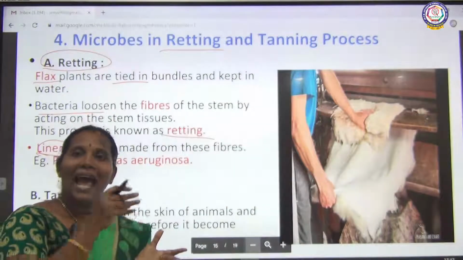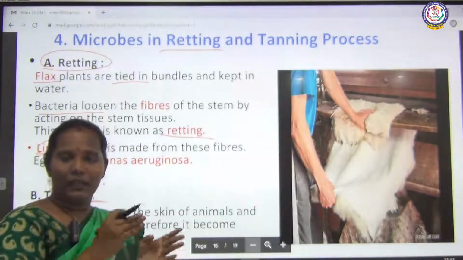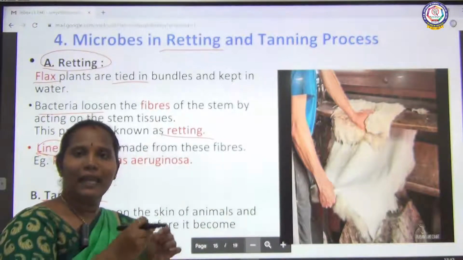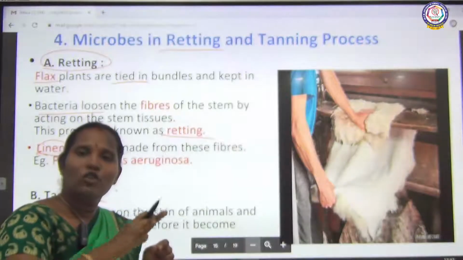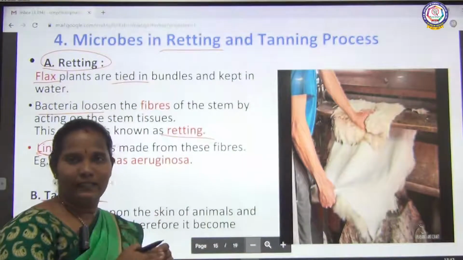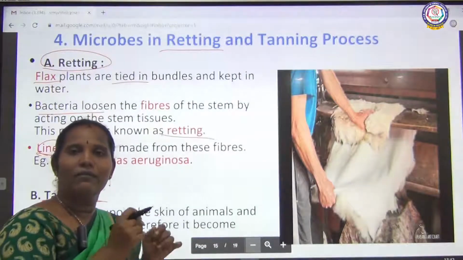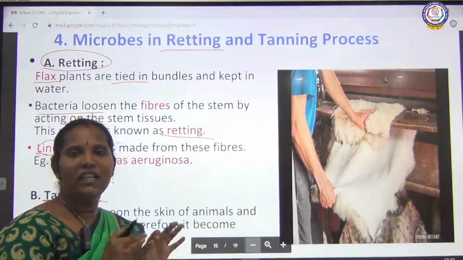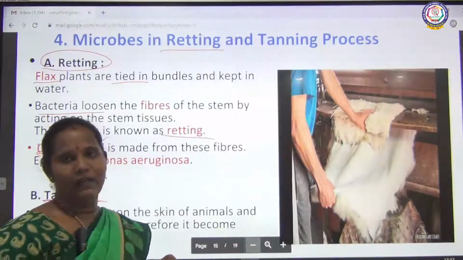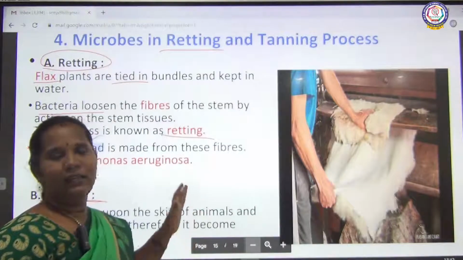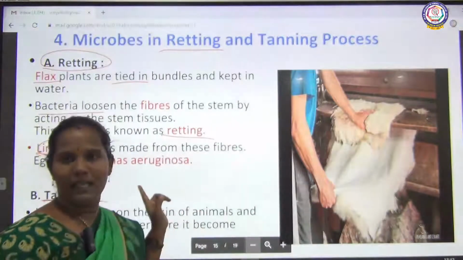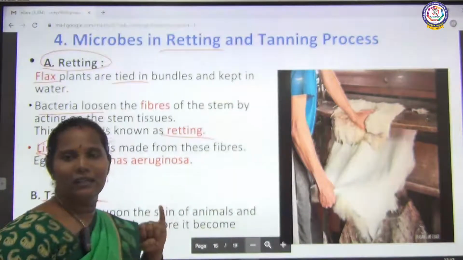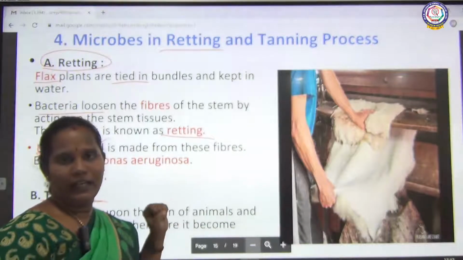These microbes act on the cells and destroy the tissue around the fibers. After that, the fibers will be separated, and if they are separated, it is very easy to make a thread. So it is called the retting process. Linen cloth is the best example of the retting process.